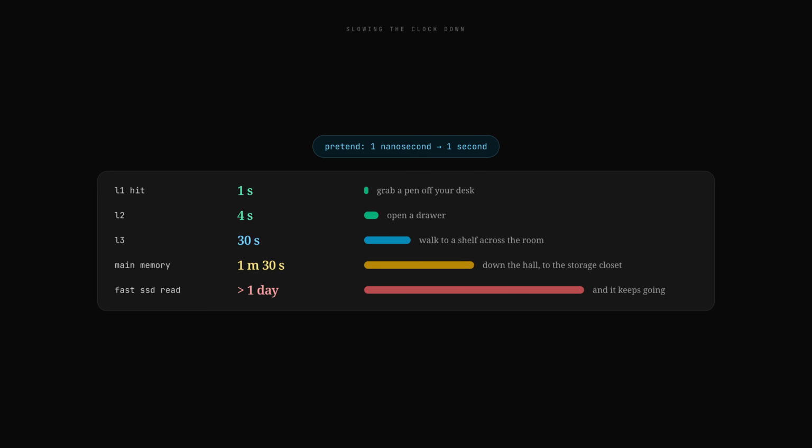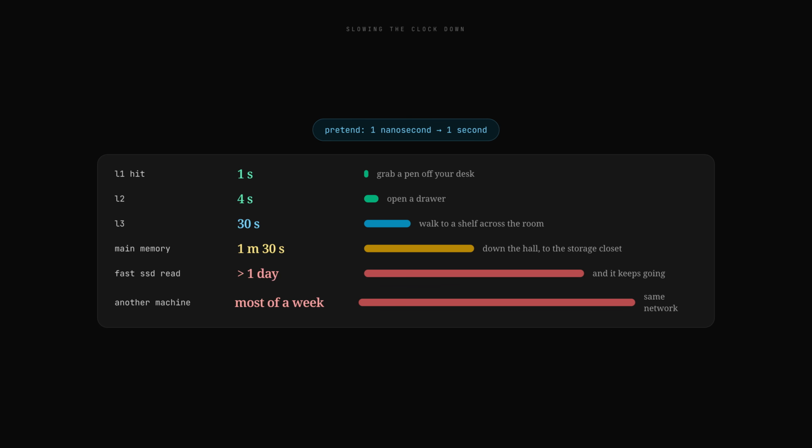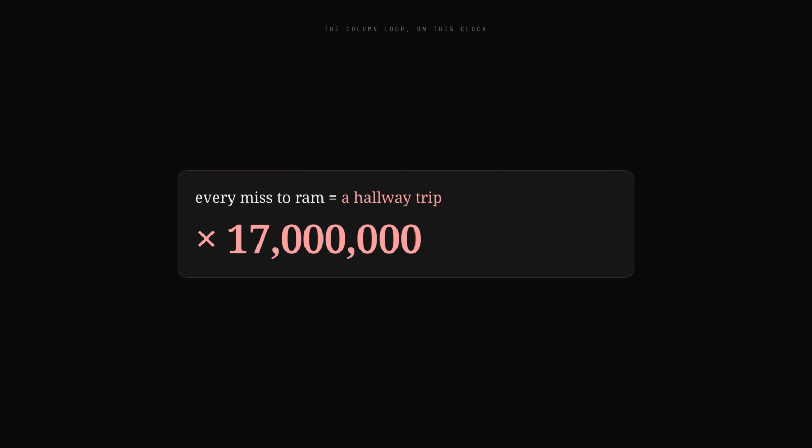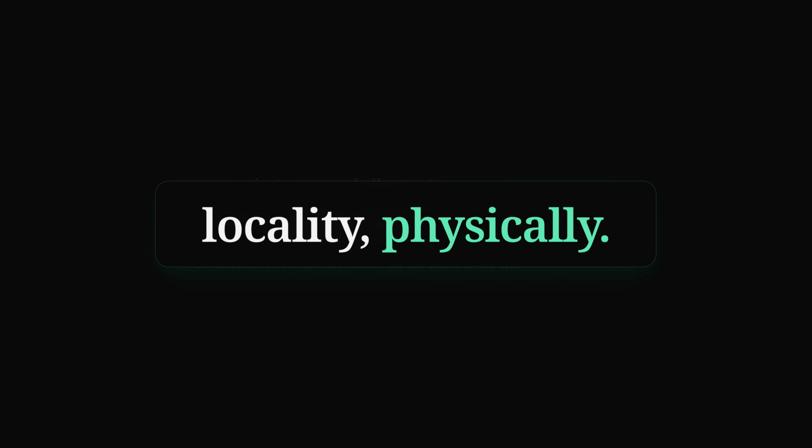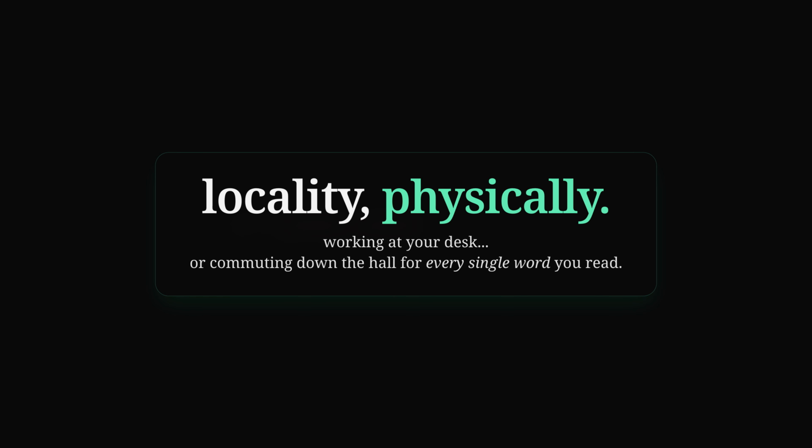A read from a fast SSD on this clock is over a day. Asking another machine on the same network, most of a week. Now replay our column loop on this clock. Every load that misses all the way to RAM is a hallway trip, and the column version takes that trip 17 million times. The additions, the part we so carefully counted last lesson, are the 1 second at the desk. That is what locality means, physically. It's the difference between working at your desk and commuting down the hall for every single word you read.